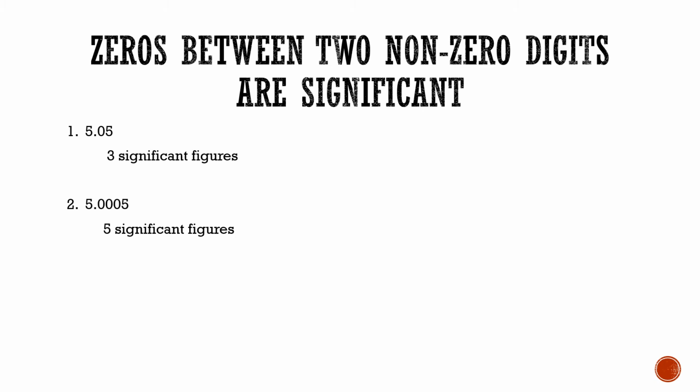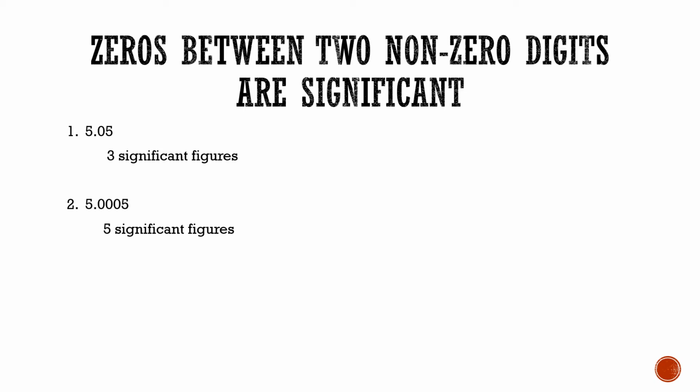Then the third rule says zeros between two non-zero digits are significant. That means if we have a 0 in between two non-zero digits, then it will be counted in the significant figures. For example, we have 5.05. 5.05 has three significant figures. Here the 0 between the 5 and 5 counts in the significant figures.